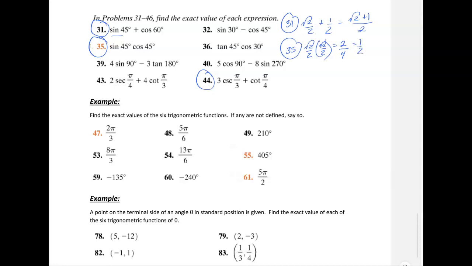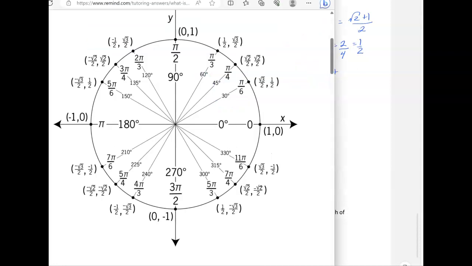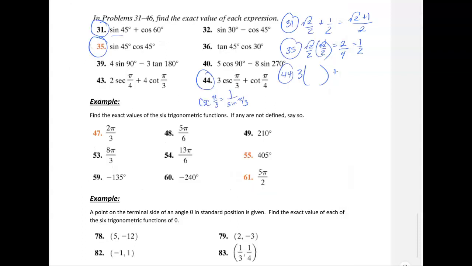And then 44, we're looking at 3 times the cosecant of pi over 3 plus cotangent of pi over 3. So remember, cosecant is equal to 1 over the sine. So we need the sine of pi over 3. So the sine of pi over 3 is going to be square root of 3 over 2. Which is going to be 2 over square root of 3.